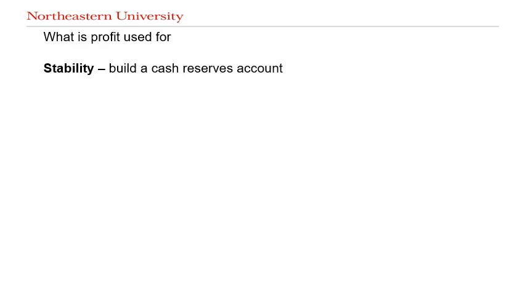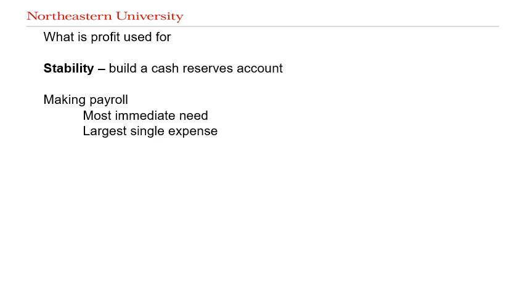Stability means that you are building a cash reserves account. In essence, a savings account that exists so that you have cash on hand during times of low cash flow. And we will be calculating cash flow accounts next week, but there may well be times, there almost always are, where the cash coming in is less at a particular point in time than the expenses going out. And the biggest concern is always about making payroll, because it's the most immediate need. It will show up every week or 2 weeks.